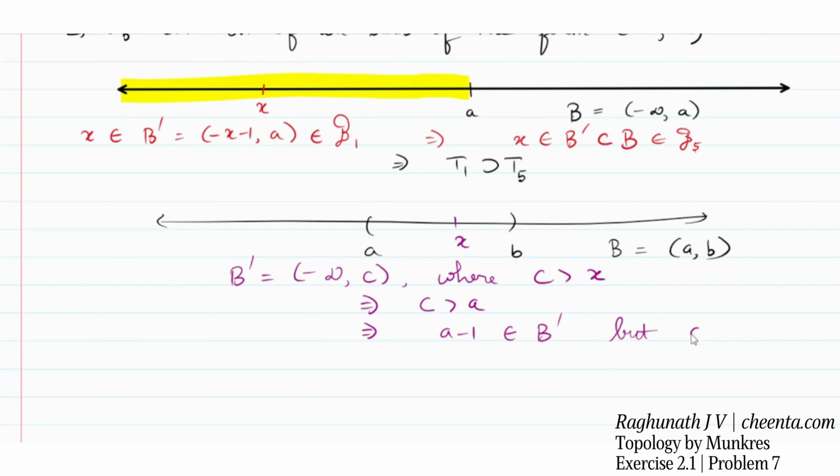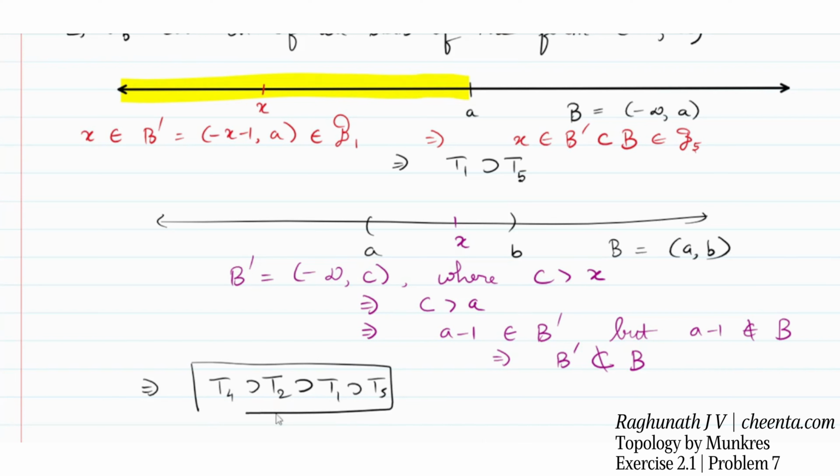But a minus 1 does not belong to b, implies b prime is not a subset of b. So you cannot find an element b prime which is a subset of b and containing x, which implies T5 is not finer than T1, and hence we get this relation also, that T1 is finer than T5, but already we know that T1 is a subset of T2 and T2 is a subset of T4. So hence we have got two relations.